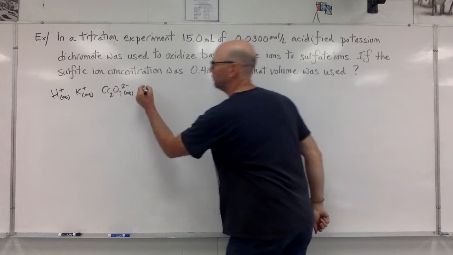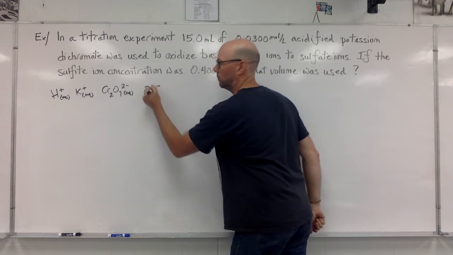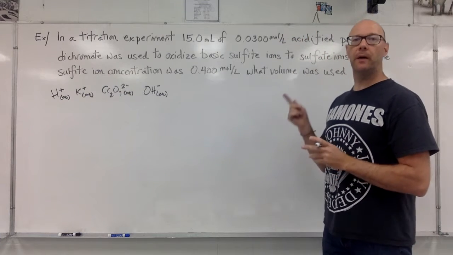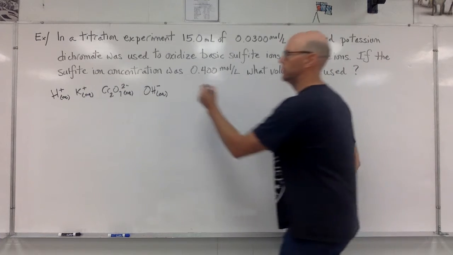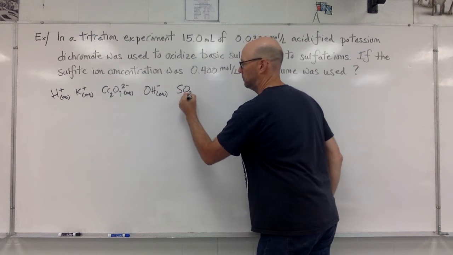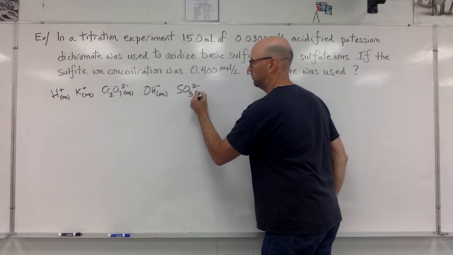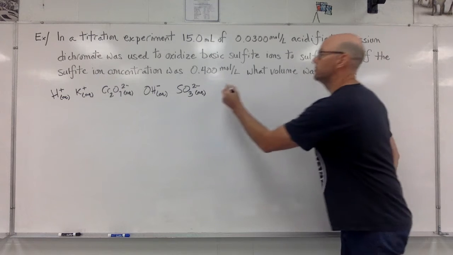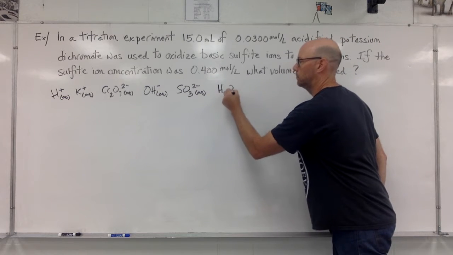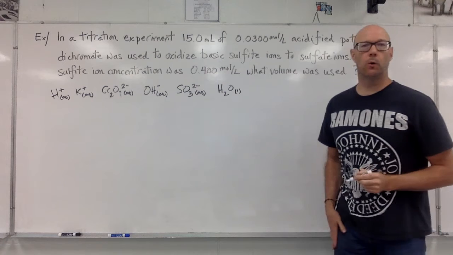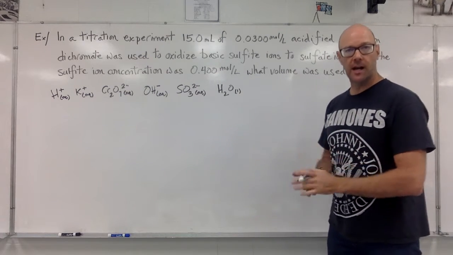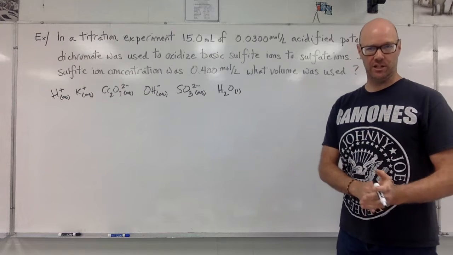Basic, that means put hydroxide ions in your list, and we have sulfite ions. Because we also have all these aqueous solutions, put liquid water in the list too. Make a list. Label all of the oxidizing and reducing agents.